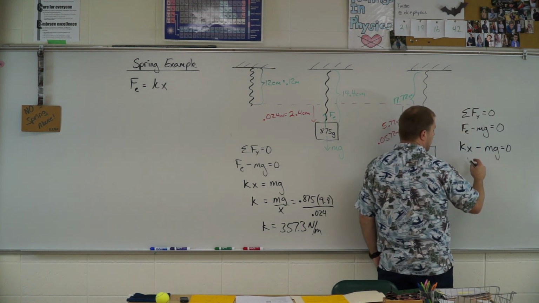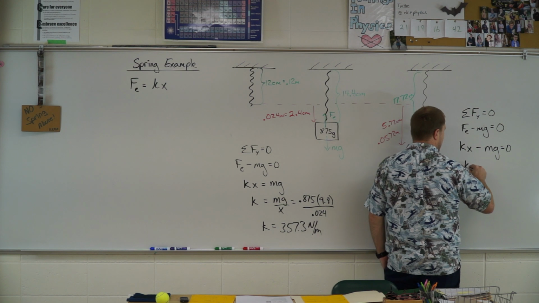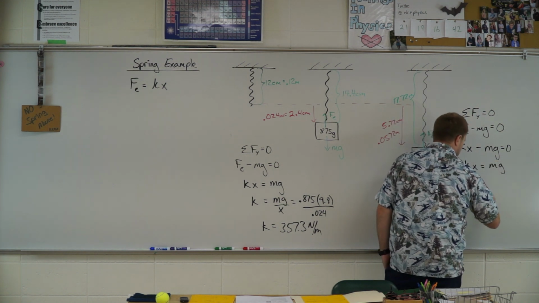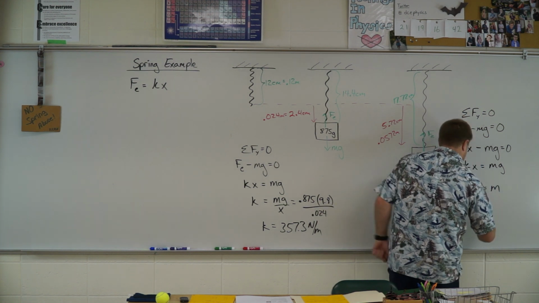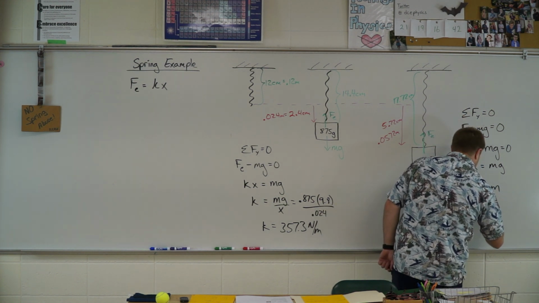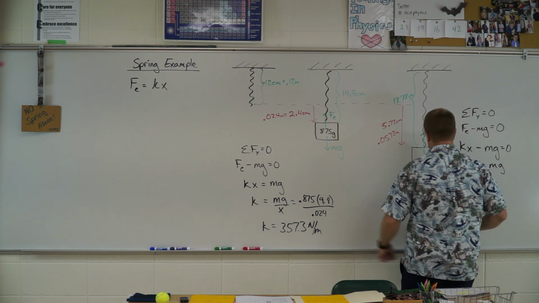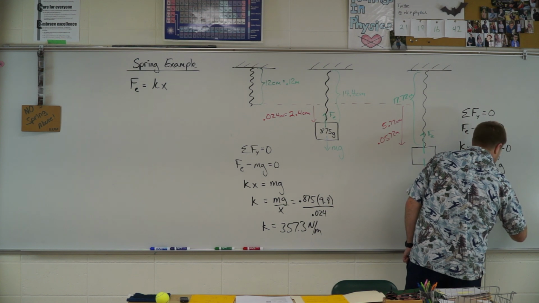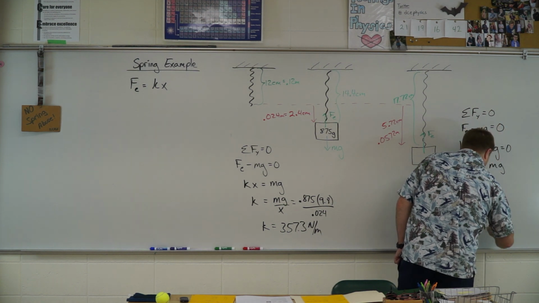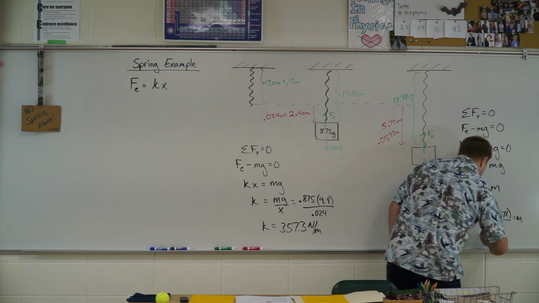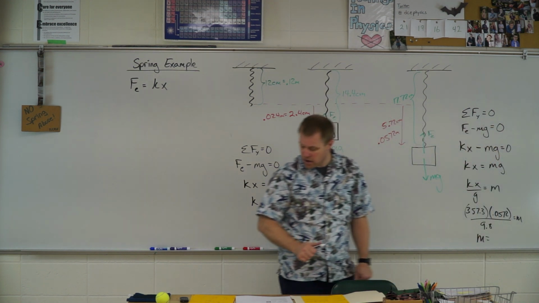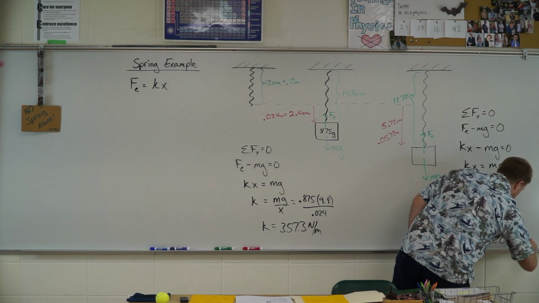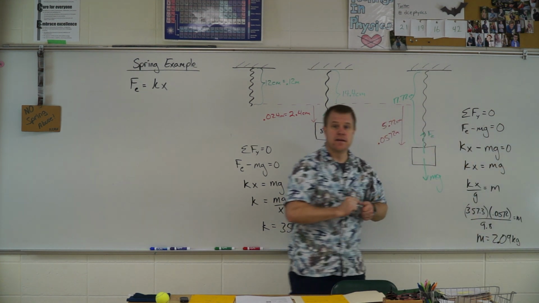So I'm solving for m. So I got kx equals mg. Divide the g over, so I have kx divided by g equals m. Plug in my 357.3 number. If it was anything extra, I'd probably stored it on my calculator, times the x of 0.0572 divided by 9.8 will give me my mass. And you should get a mass value here of 2.09 kilograms. And there's our example.